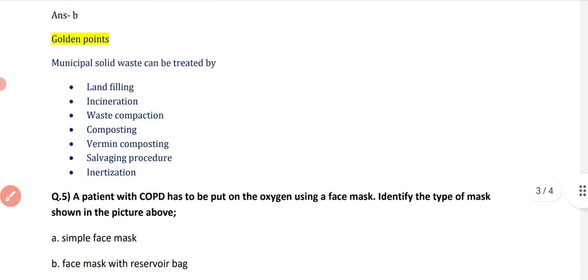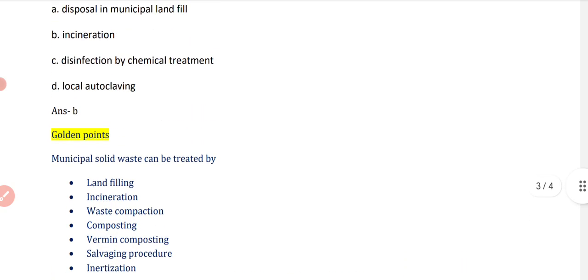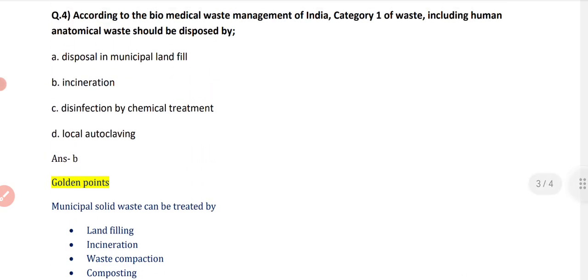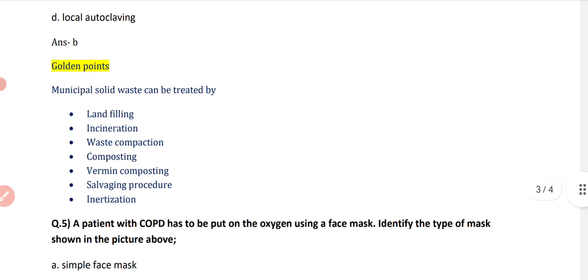So golden points are: municipal solid waste can be treated by. See here, the first option is disposal in the municipal landfill, second one incineration, third one disinfection by chemical treatment, the fourth one is local autoclaving. So first see about municipal landfilling.